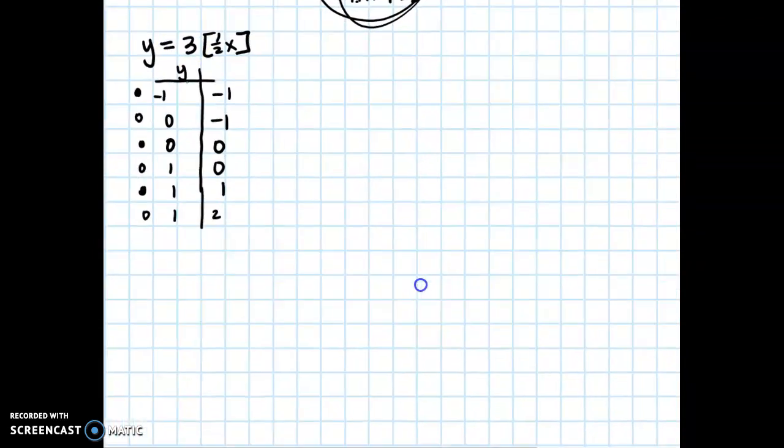So this 3, oops, and these are x values, and those are y values. So this 3 multiplies by all the y's. And remember my rule, anything with the x, I always do the reciprocal. So instead of multiplying each x by 1/2, I'm going to multiply it by 2. So now this -1 becomes -2. The 0 stays the same. This becomes a 2, and a 2, and a 2.